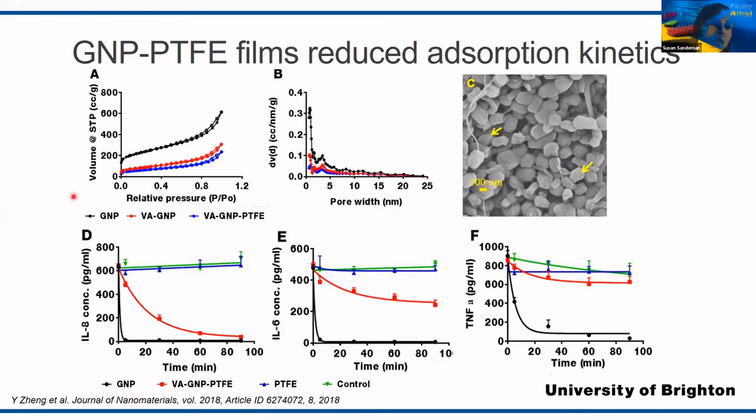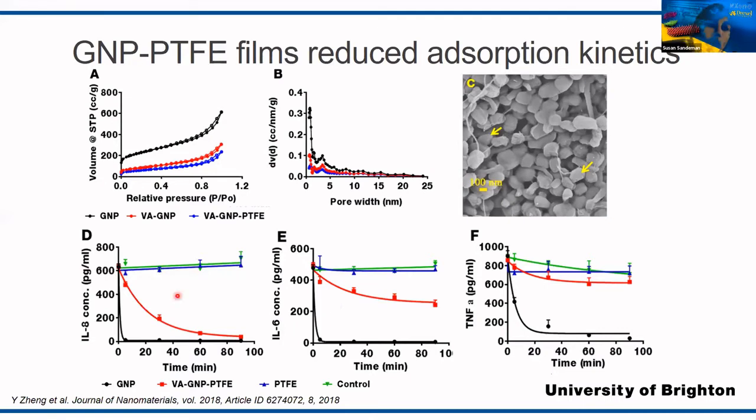So we looked at graphene and graphene PTFE films and looked at whether we could retain the adsorptive properties of these systems. And here you can see the results for IL-8, IL-6 and TNF. And you can see that the graphene nanoplates were actually very good at removing picogram quantities of cytokines. So in every instance, cytokines were removed by the graphene nanoplates for IL-6 and TNF.